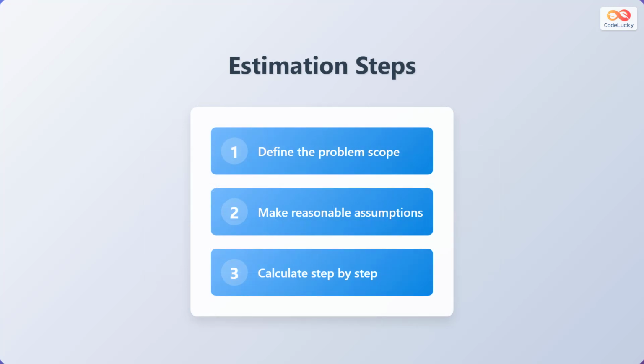There are 3 key steps to performing back-of-the-envelope calculations. First, define the problem scope. Make sure you understand exactly what you're trying to estimate. Second, make reasonable assumptions. Since you are estimating, you'll need to make educated guesses about certain parameters. Third, calculate step by step. Break down the problem into smaller, manageable parts and calculate each part individually.